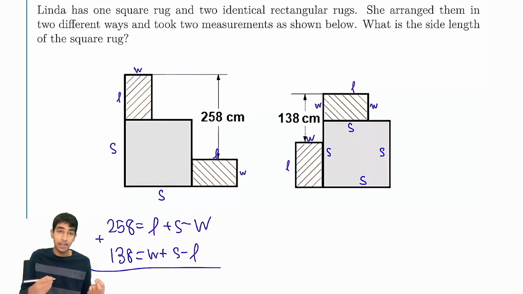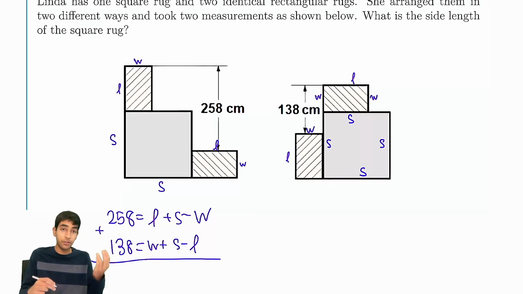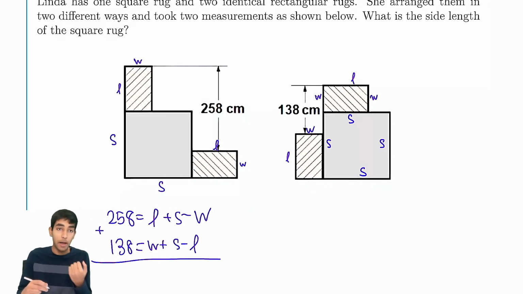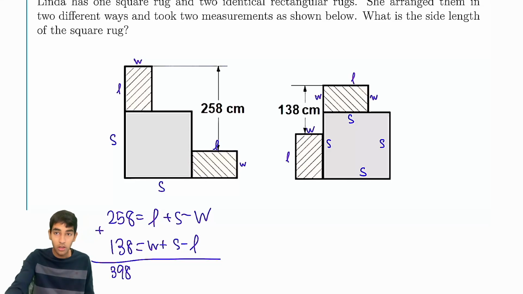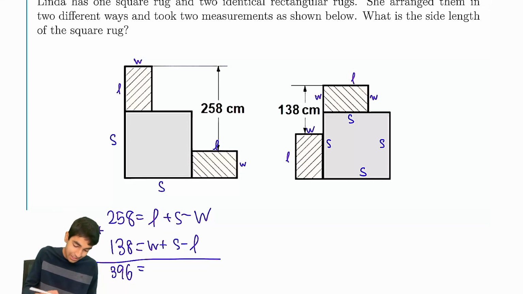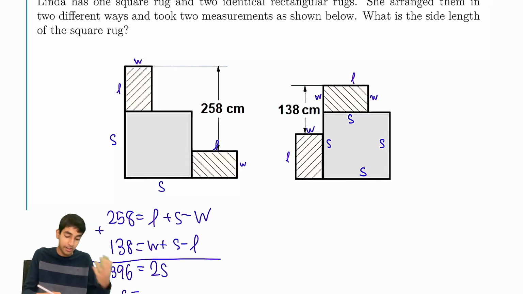258 plus 138. Now a neat little mental math trick you can do is 260 plus 140 minus 2 minus 2. That's 396, right? 260 minus 2 plus 140 minus 2. That's 400 minus 4. And that's equal to 2S. So S is just 396 divided by 2, 198.